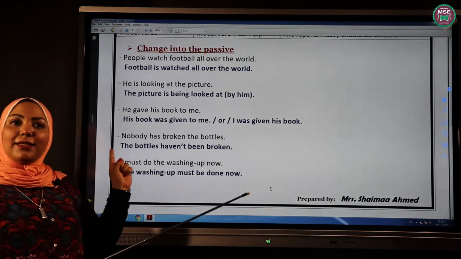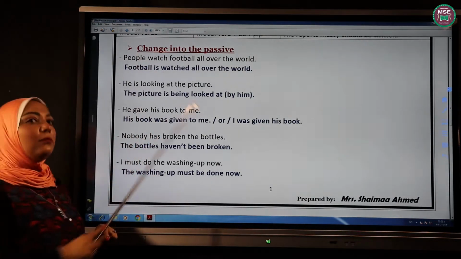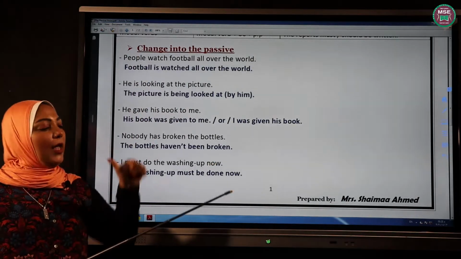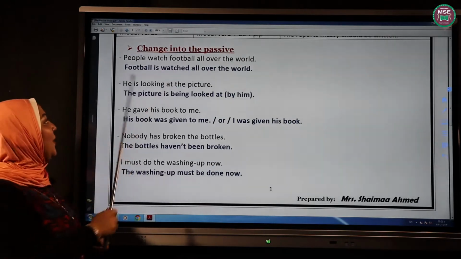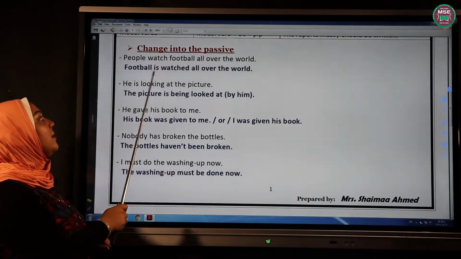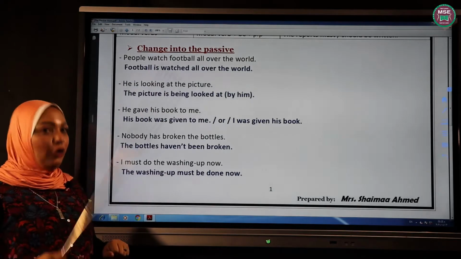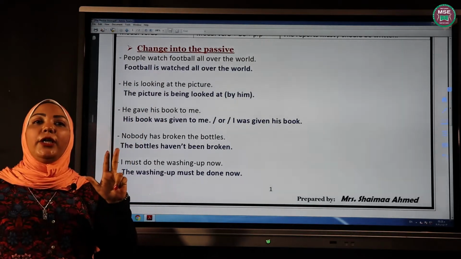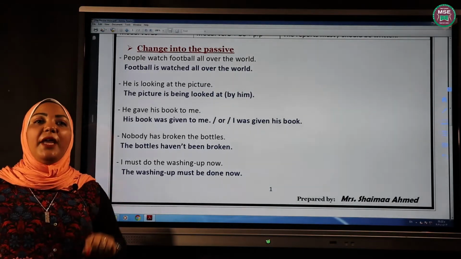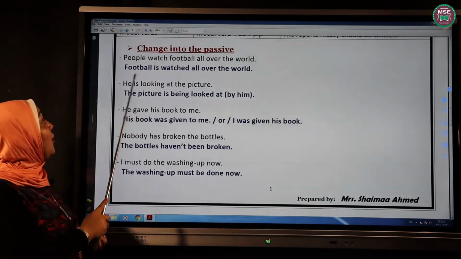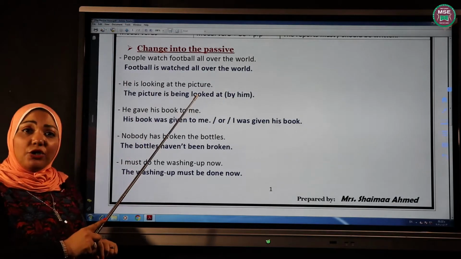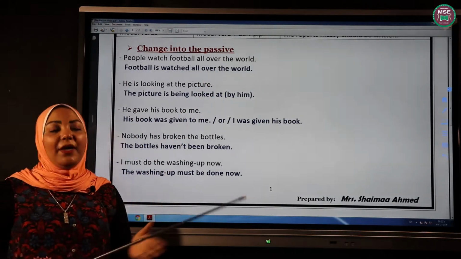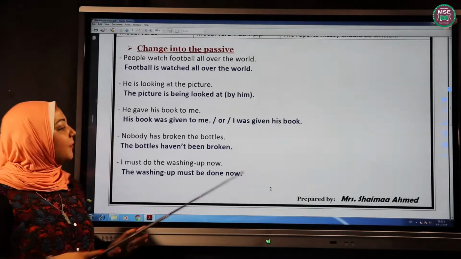Then, step number 2, verb to be in the tense. What tense is this sentence? Watch. It's present simple. So what is verb to be in the present simple? Am, is, are. What about football? Yes, is, not are, not am, of course. So football is, and then step number 3, the past participle of the main verb, which is watch. So football is watched all over the world. And of course, there is no need to say by people because it's already understood.